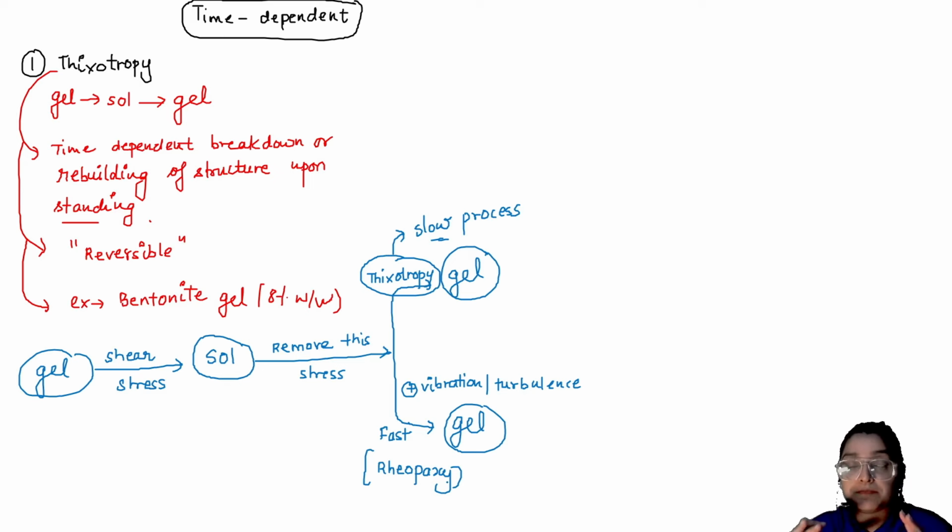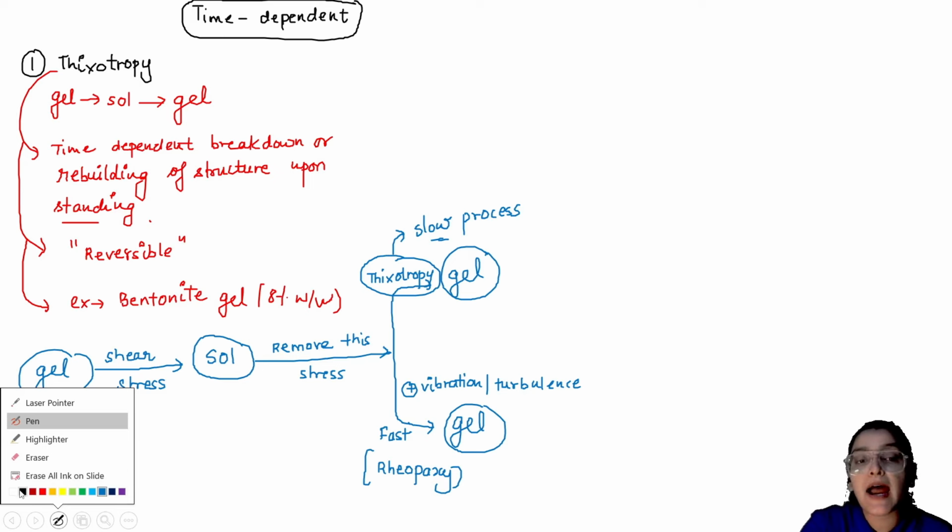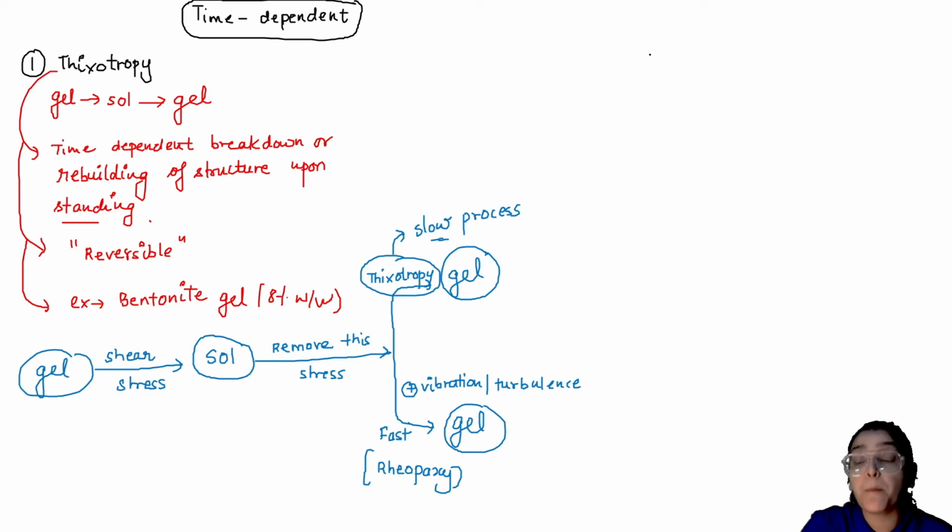Example, how is this bentonite going to behave? It is in a gel form. When the shear stress is applied, it is converted into the sol form. Now when we remove this stress, it is again converted into the gel form. Now this process is a slow process. If this happens like that only, this is termed as thixotropy. But for making it a little faster, mild turbulence and vibration is supplied. That is termed as GST.